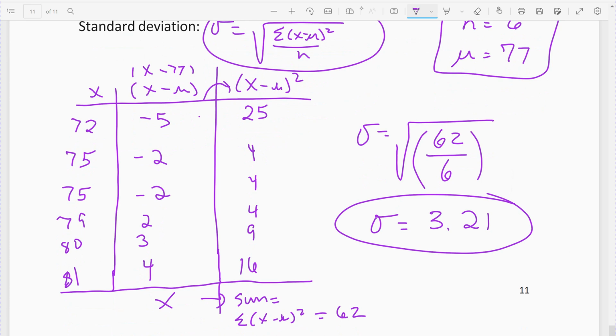Most of his scores are within 3 of that. So it means most of his scores land between 80 and 74. Alright, if you look at them, most of them should land between 80 and 74. Alright, so that finishes up the last of the 6.1 notes.